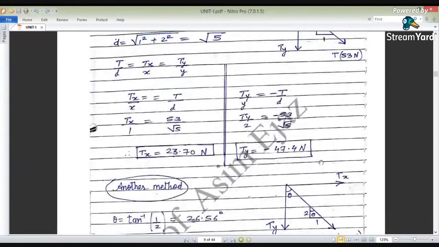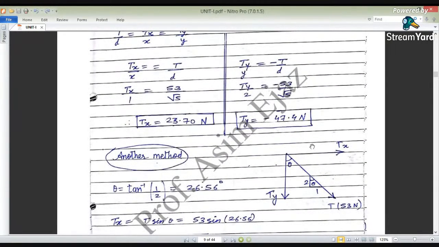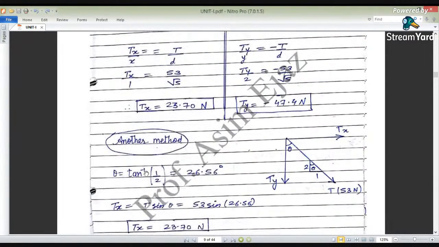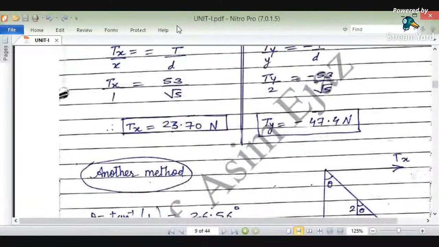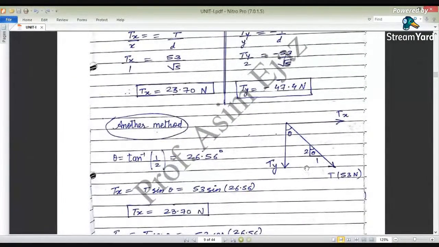How to find out theta? Simple calculation: theta is equal to tan inverse of opposite upon adjacent. Here the opposite side is 1 and the adjacent is 2. Theta comes to be 26.56. So in this way we have calculated that theta is 26.56.